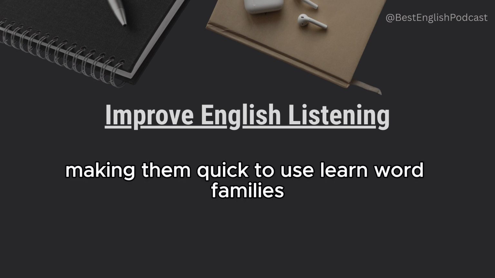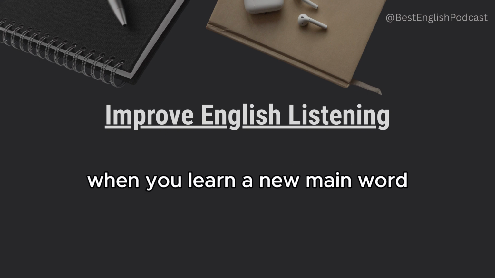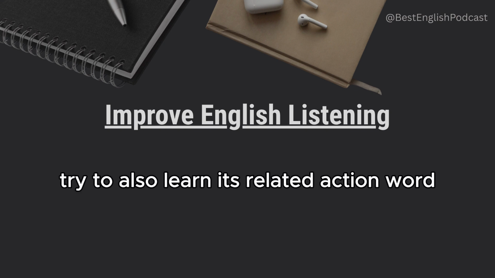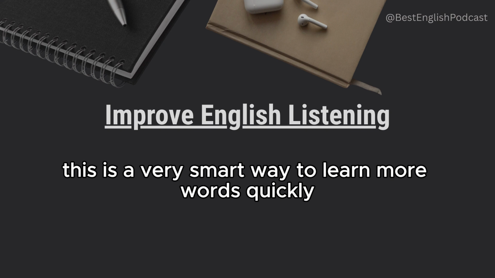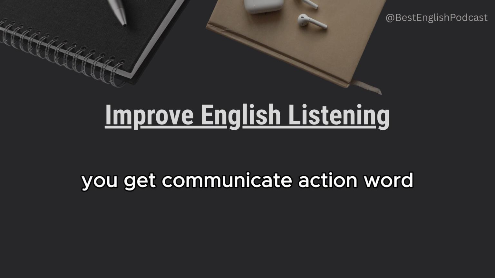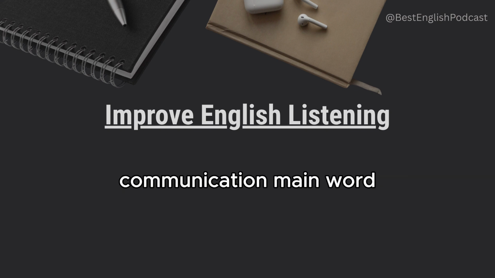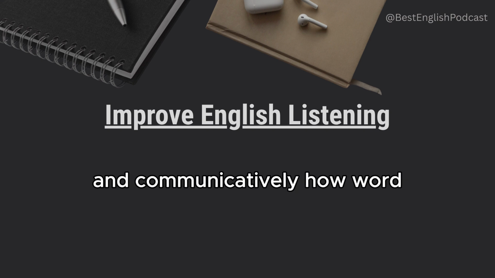Learn word families, making your mental word network bigger. When you learn a new main word, try to also learn its related action word, descriptive word, and how word. This is a very smart way to learn more words quickly. Example: from the main idea communicate, you get communicate, action word; communication, main word; communicative, descriptive word; and communicatively, how word.